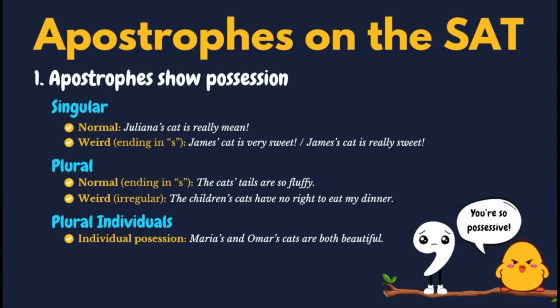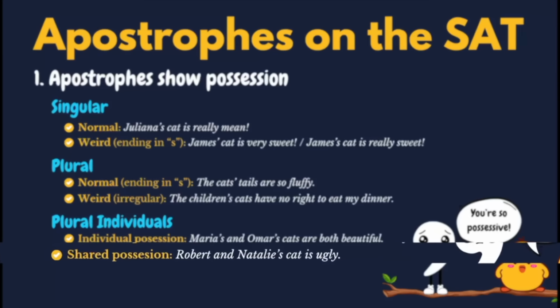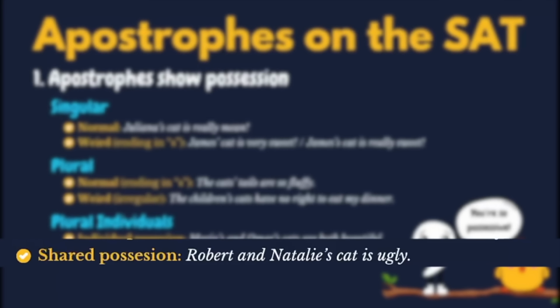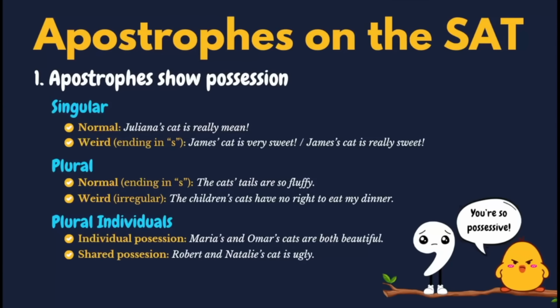But if we have a shared possession, Robert and Natalie's cat is ugly. There's one cat that belongs to both Robert and Natalie. We only need to show possession on the last noun in the list. So here we only have two people. If you had 10 people, we would list all of them. The apostrophe would just go on the last noun in that list. And that covers all of the possession that you're going to need to worry about on the SAT.